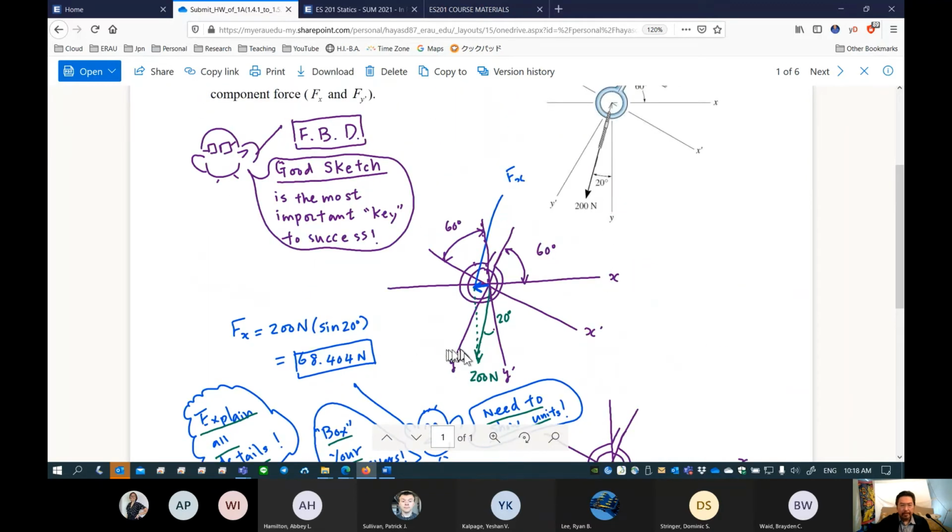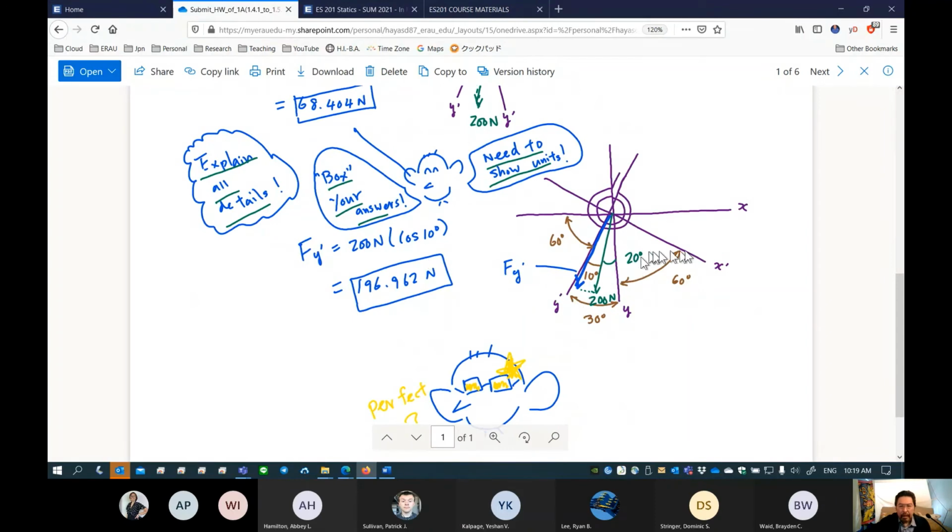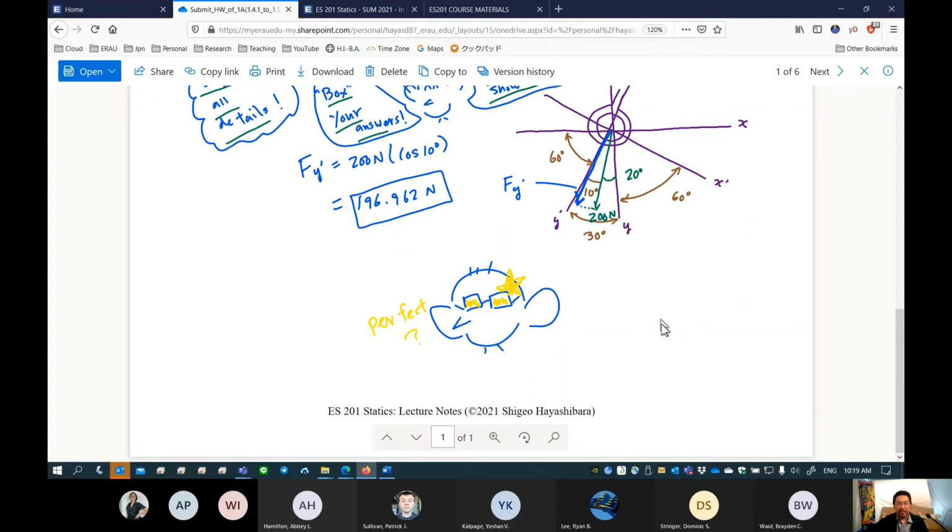Did you do the right thing? That's the question. So, if Fx is 200 Newton sine 20, are you sure? I don't know. Fy prime, this is y prime, huh? 200 Newton cosine 10, because he says this is 60, this is 90, this should be 30. So if this is 20, this is 10. Perfect? I don't know. So anyway, this is the homework you do.